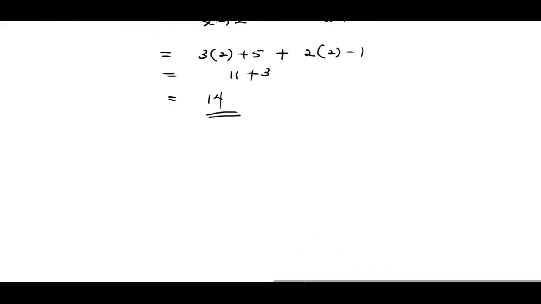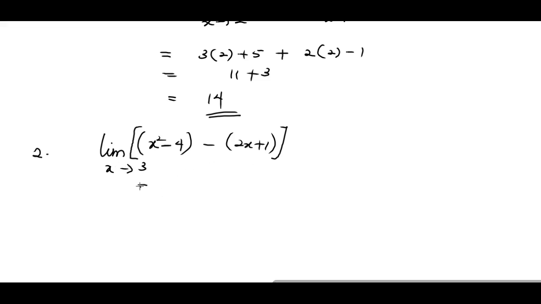Let's see another example. Example 2. Let's say we have the limit of x squared minus 4 minus 2x plus 1 as x tends to 3. So this will be the same as the limit of x squared minus 4 as x tends to 3 minus the limit of 2x plus 1 as x tends to 3.